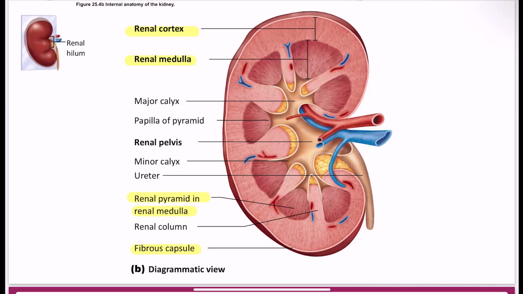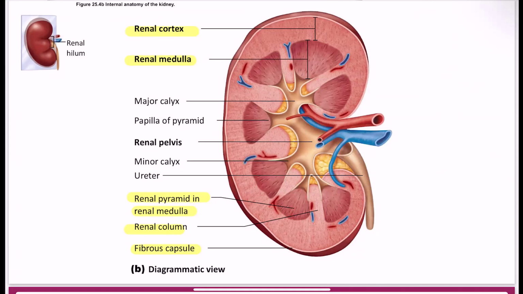The pyramids look kind of striped because there's lots of tubes in there that are all going towards the apex, the pointy part of the pyramid. Between the pyramids are spaces, like these spaces here, and those spaces are called renal columns, which are just extensions of the cortex. So those renal columns are all part of the cortex. The contents of the renal pyramids look stripy because they all drain downwards to the apex.